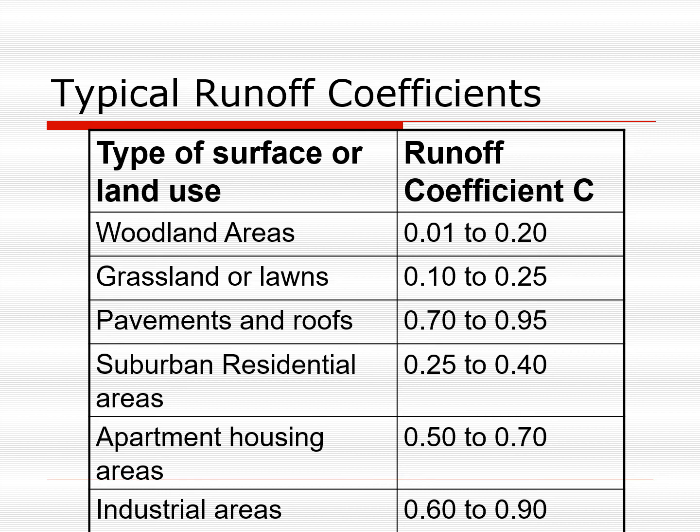Suburban residential areas are 0.25 to 0.4. Apartment housing areas are 0.5 to 0.70, and industrial areas are 0.6 to 0.9.